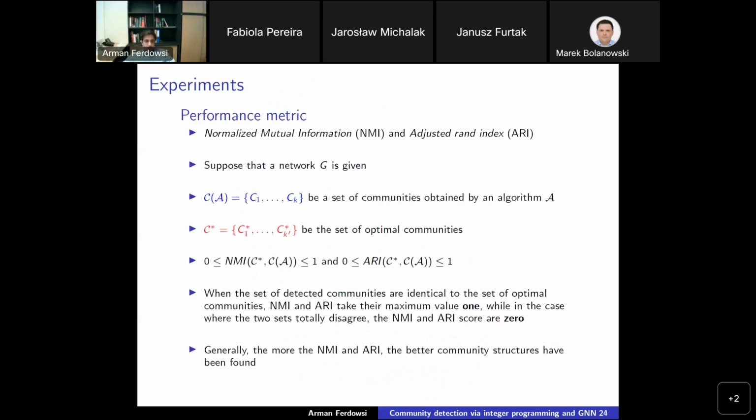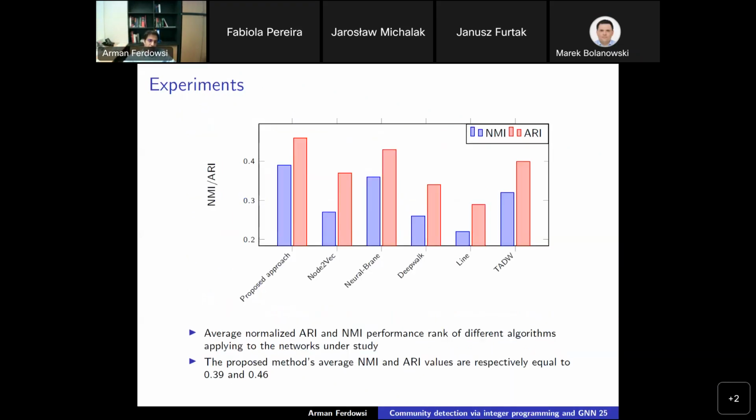More precisely, I employed two famous performance measures, normalized mutual information and adjusted rand index, which can ideally measure the similarities between two partitionings of a network. We can perfectly use these metrics to measure the similarity between the communities obtained by an algorithm and the optimal set of communities. In brief, the higher the NMI and ARI values, the more similarity between the obtained communities and the optimal ones. This slide provides a comprehensive comparison between the proposed method and some state-of-the-art algorithms.